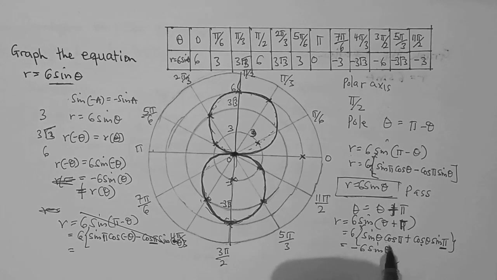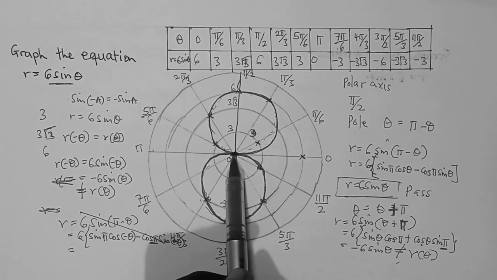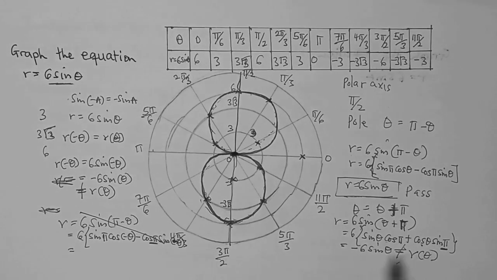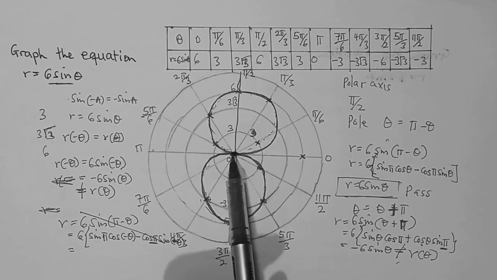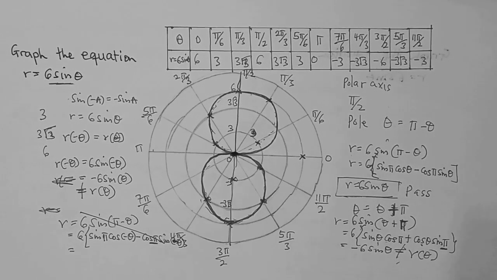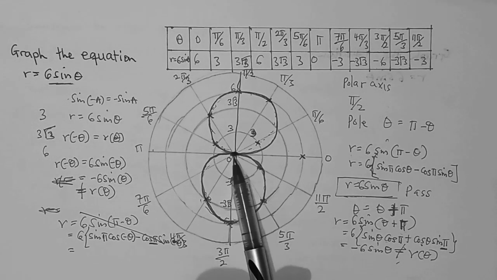And you see that minus 6 sine theta is not equal to r of theta. And therefore, when we test for symmetry about the pole, it is not supposed to be symmetric. Nonetheless, our diagram shows that the graph is symmetric about the pole. So it also fails. Though the equation fails for symmetry about the pole, the actual diagram passes for symmetry about the pole.